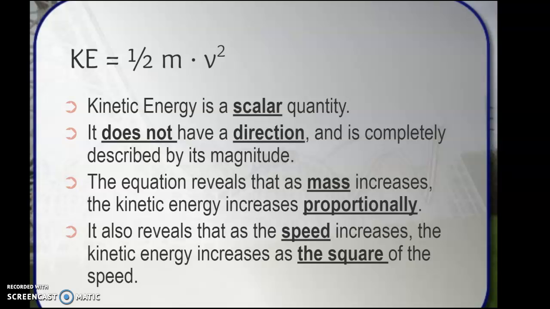So kinetic energy is a scalar quantity. It does not have a direction, and it's completely described by its magnitude. The equation reveals that as mass increases, the kinetic energy increases proportionally. So if we increase this mass by double, then our kinetic energy is also going to be doubled.